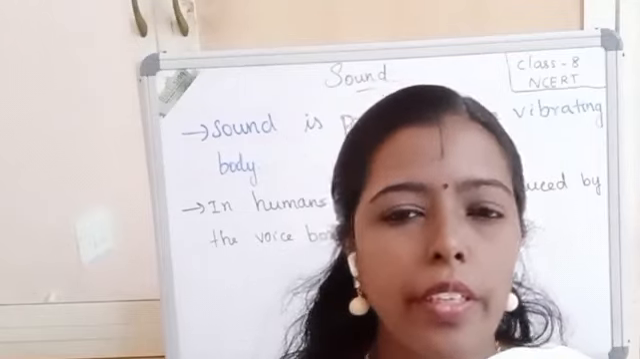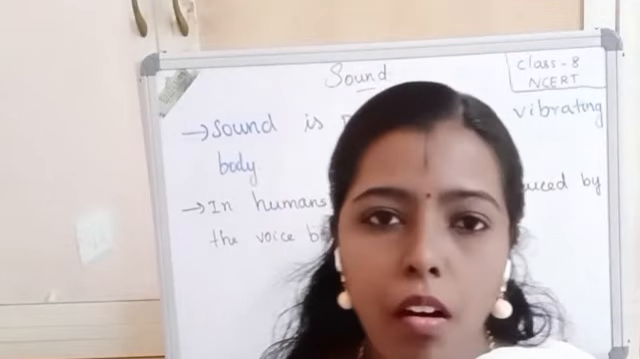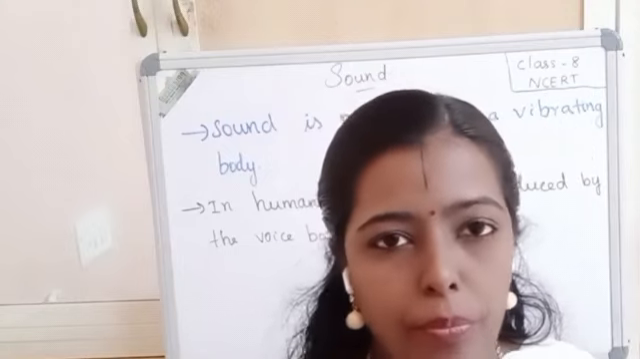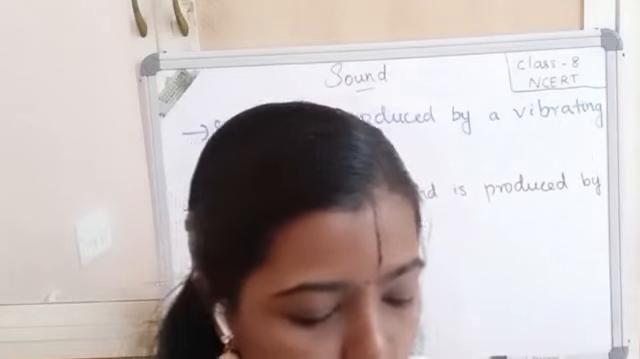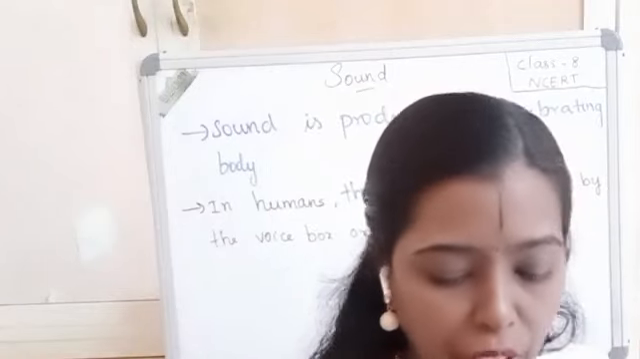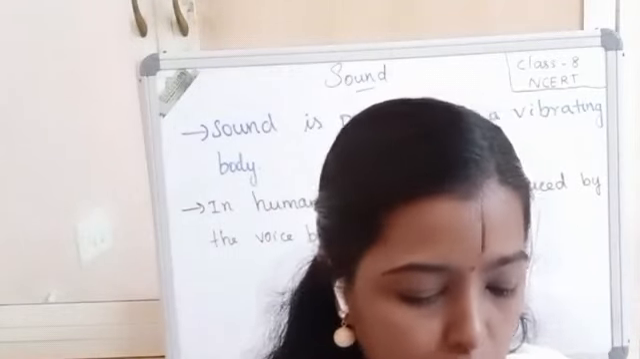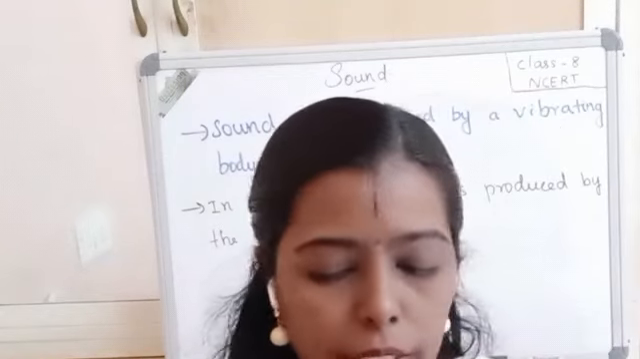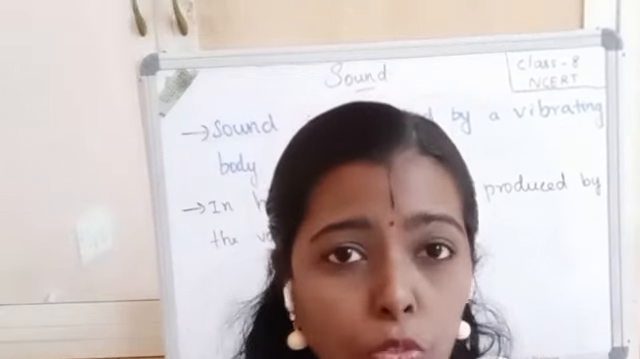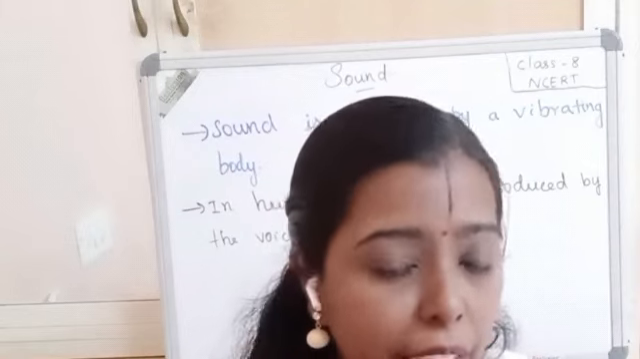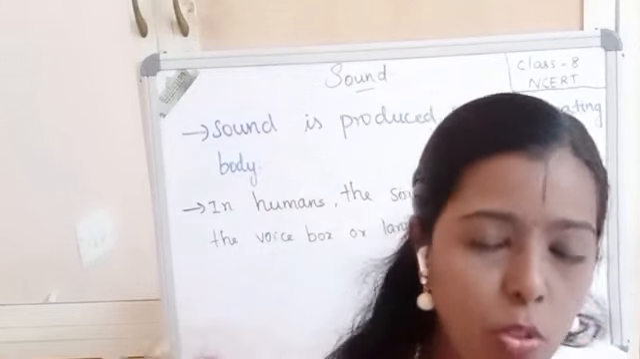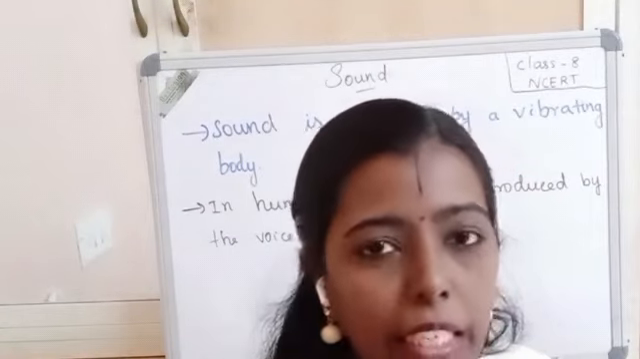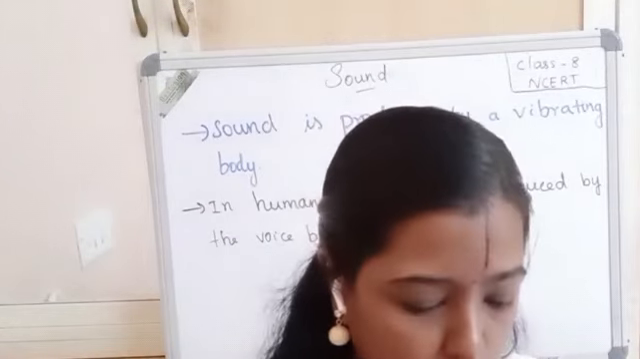The question in NCERT is: name the organ of hearing in our body. It is the ear. Another question: name the part of the ear which vibrates when outside sound falls on it. The answer is that our eardrum vibrates when outside sound falls on it. Then we hear the voice of that sound.